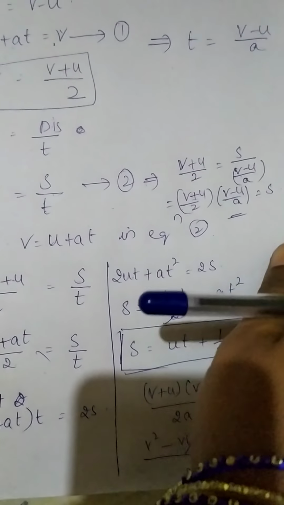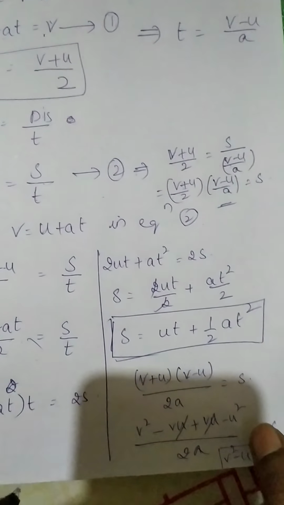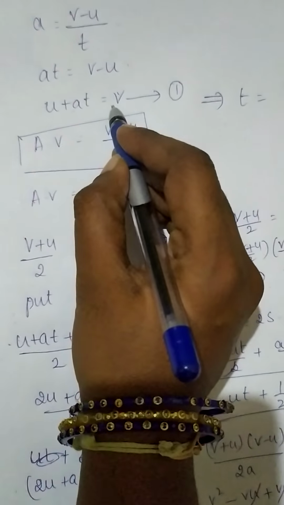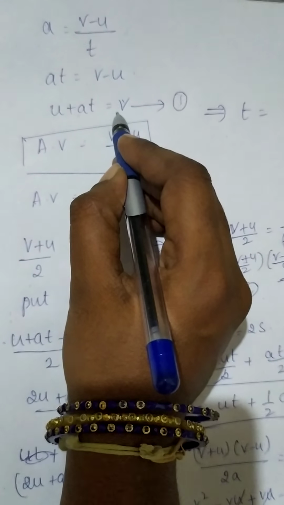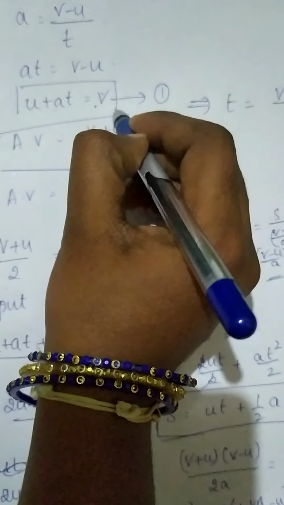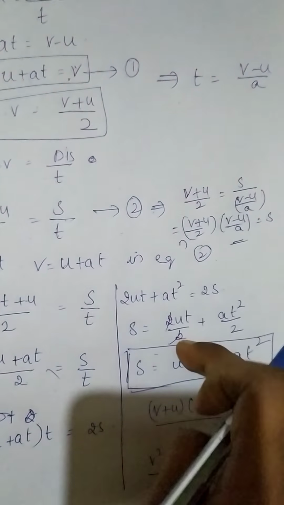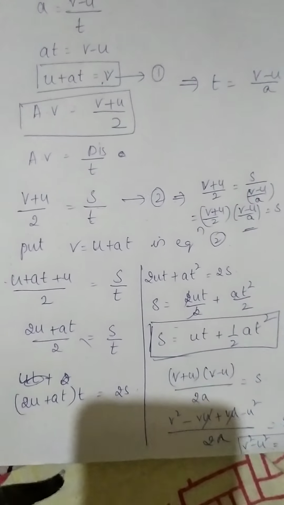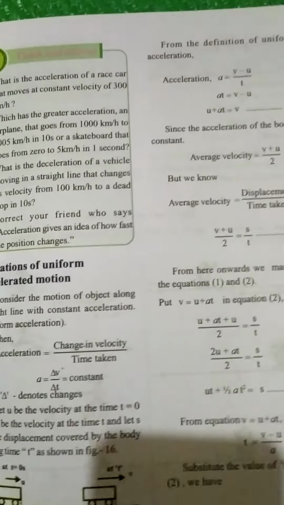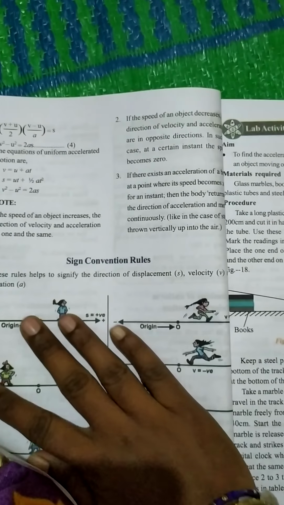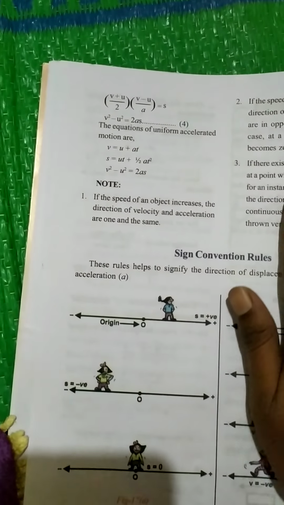After that, v equal to u plus at is there. This is one equation, and this is one more equation, and this is one more equation. Total these three equations are very important. Once check in your textbook. If you are having any doubt, once practice, so that you will be very clear.